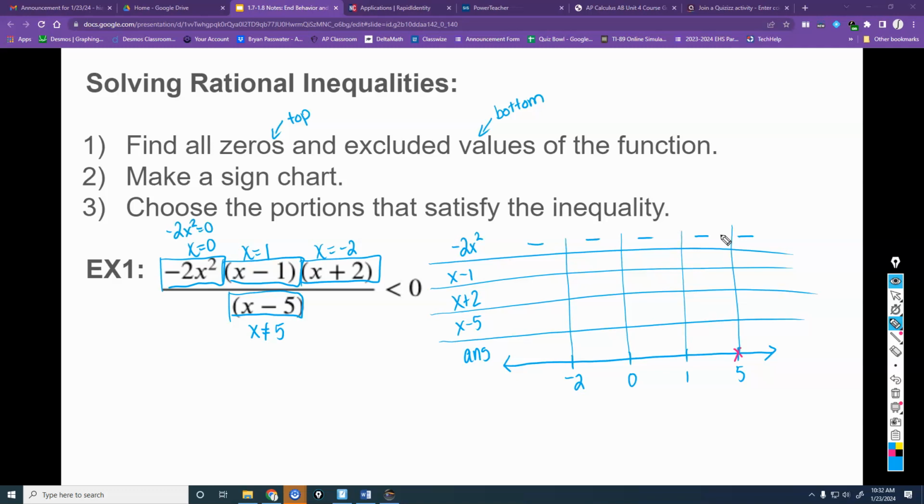Okay, for x minus 1, anything lower, like negative 3, is going to give you a negative. You'll get negatives all the way until you get numbers bigger than 1. Like 2 would be positive over here, so that one will switch right here. For x plus 2, anything below negative 2 is going to give us a negative. But then anything bigger than negative 2, like negative 1 or 0 or whatever, is going to give us a positive. So we'll fill in that chart. And then for the last one, x minus 5, we will have negative, negative, negative, negative, positive.